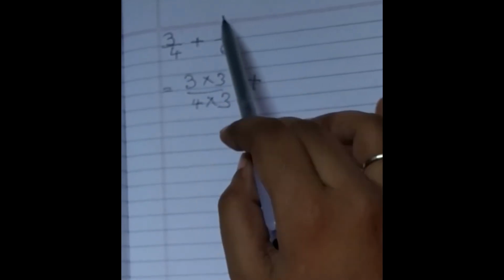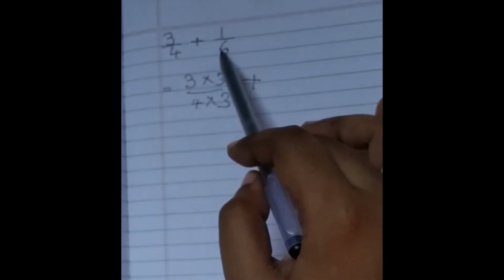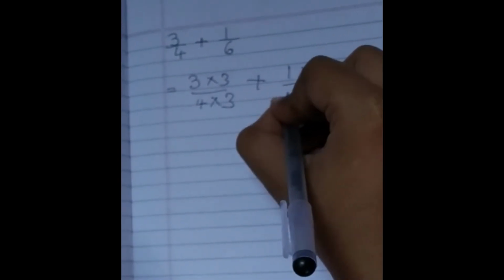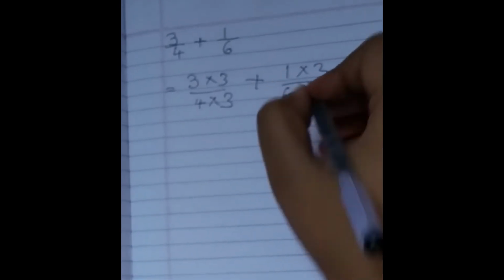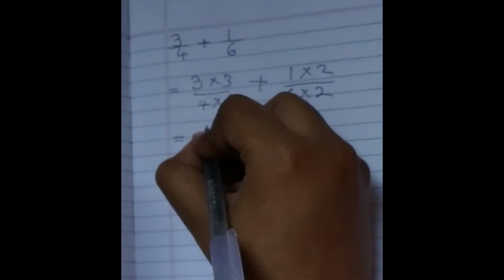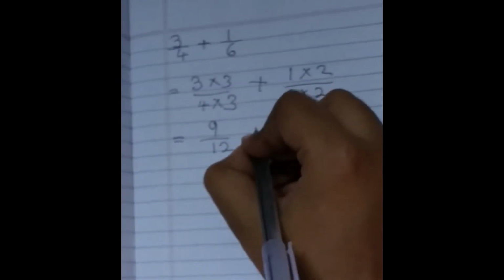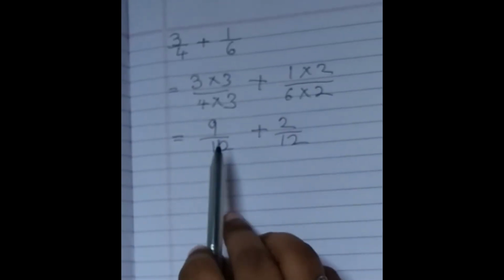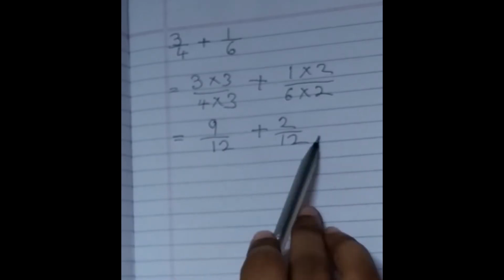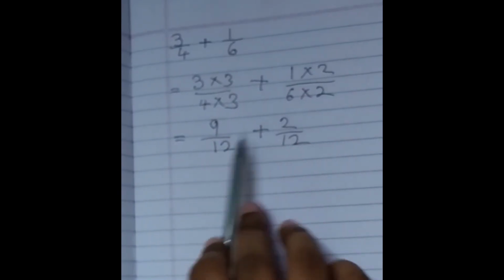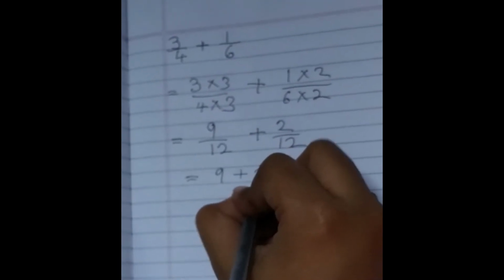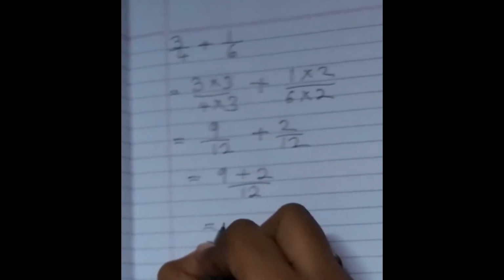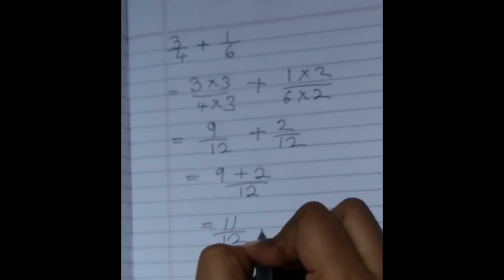So what we will do? We will multiply both the numerator and denominator of the second fraction by 2. So what will be the answer? See, now we got both the denominators as common. Now it will be easy to add, right? So equal to 9 plus 2 upon 12. So this is our answer.